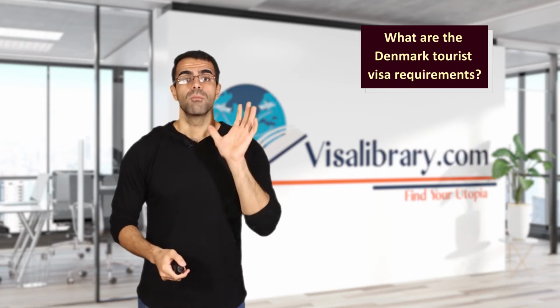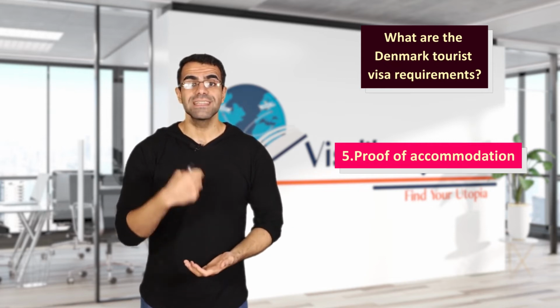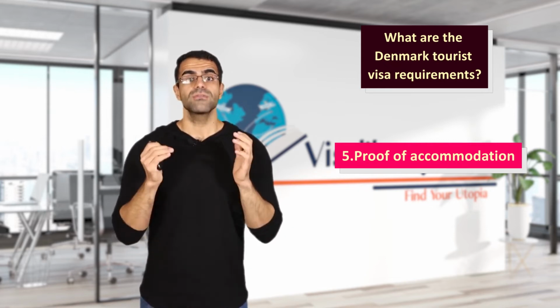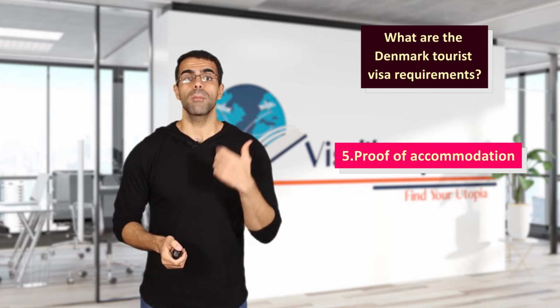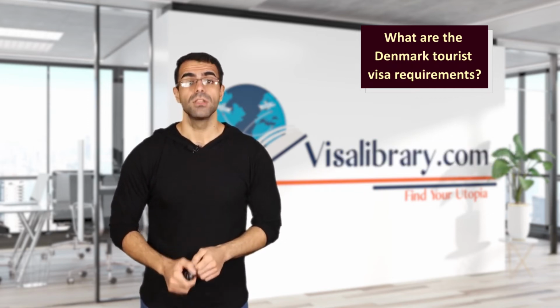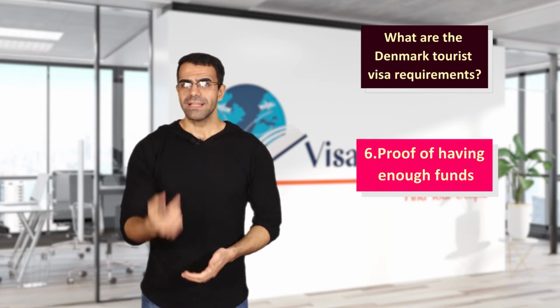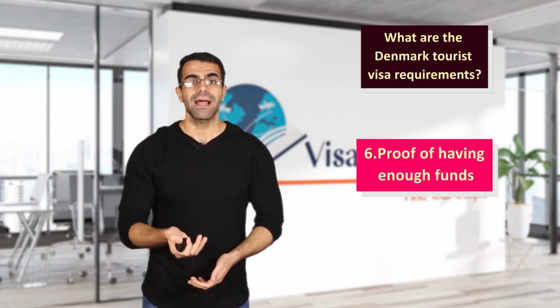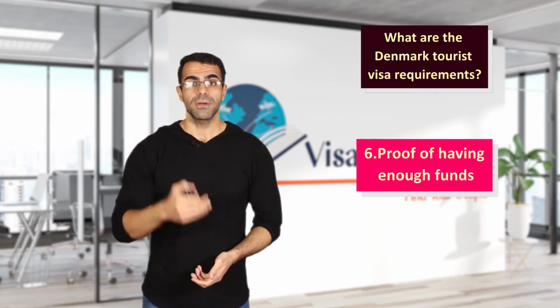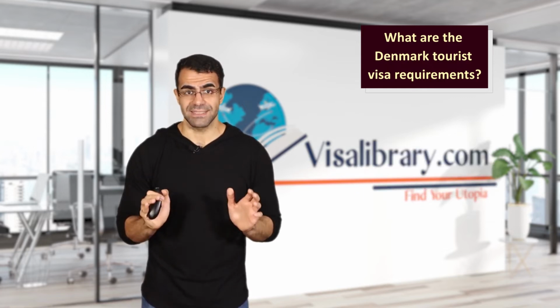Number 5, proof of accommodation. Make it clear where you will stay during your visit. You can rent a place in advance or book a hotel and provide the information in your application. Number 6, proof of having enough funds. Bank statements, bank balance, income from property, or anything to prove you have money to cover your expenses.